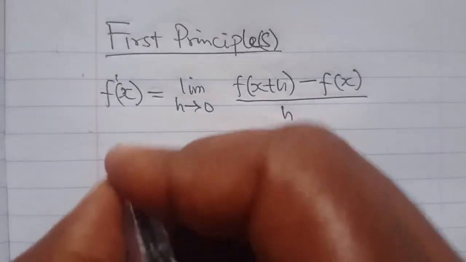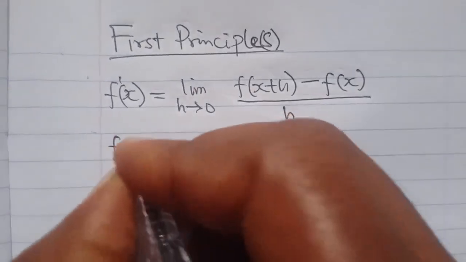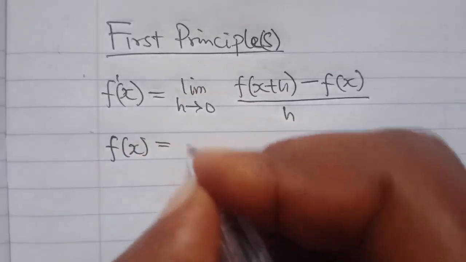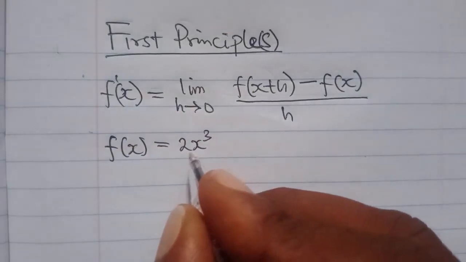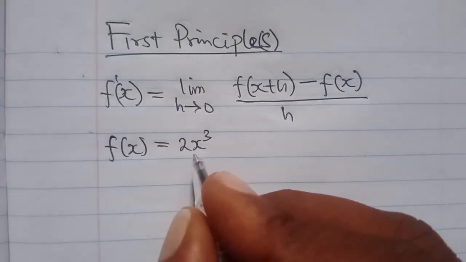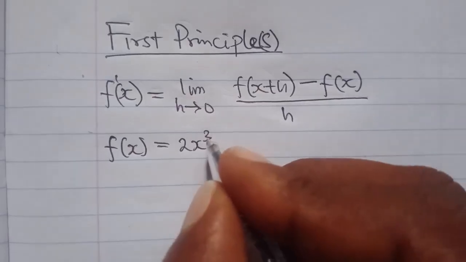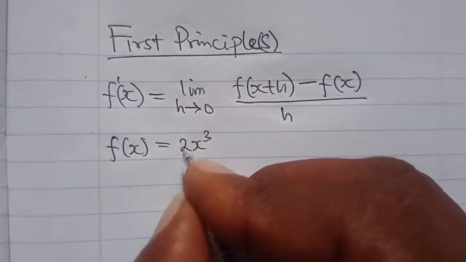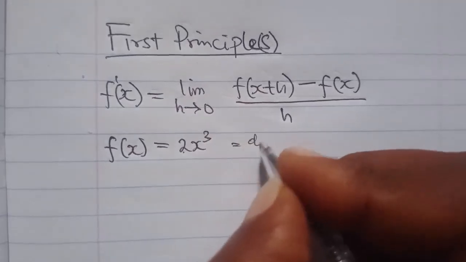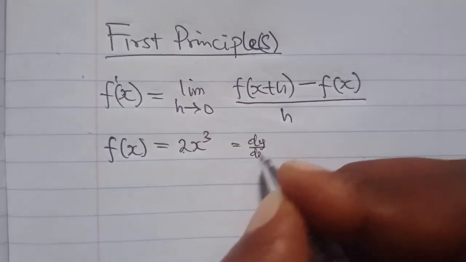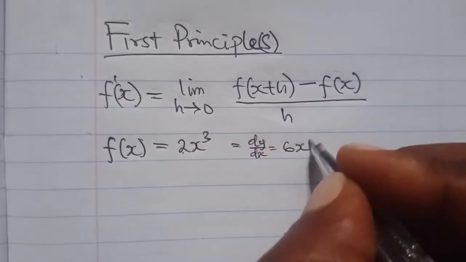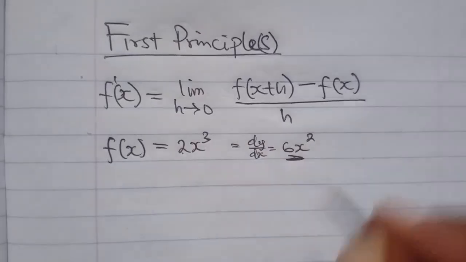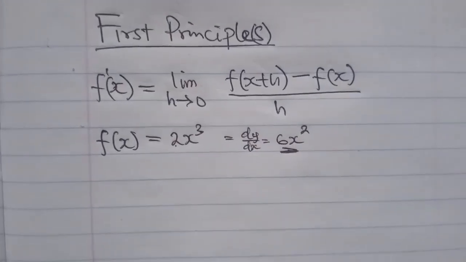Let's take, for example, that f of x is equal to 2x^3 and we want to differentiate this. The simpler method is actually the power rule, where we say 3 times 2, which is 6, so dy/dx is 6x, then minus 1 from the power 3, which is 2. We have differentiated using the power rule, but that is not our focus here.